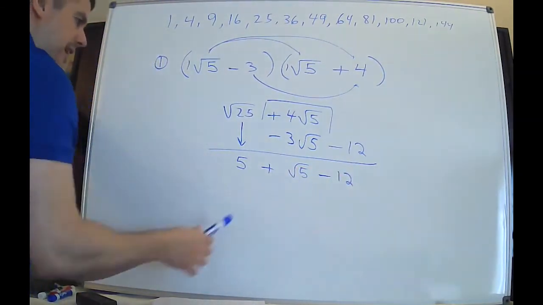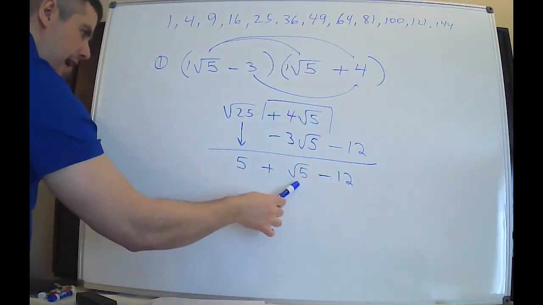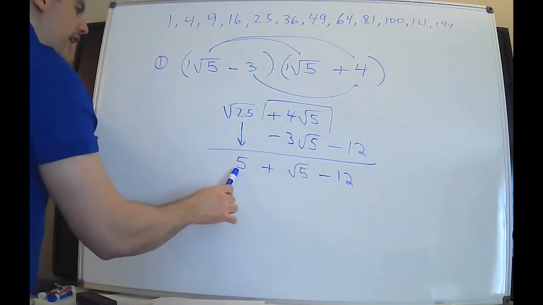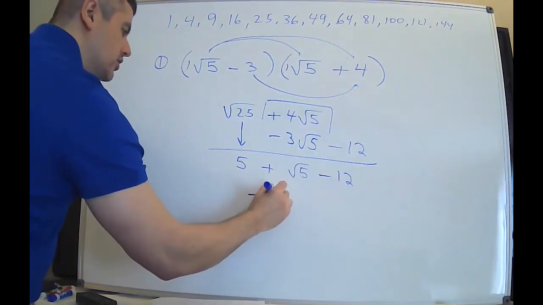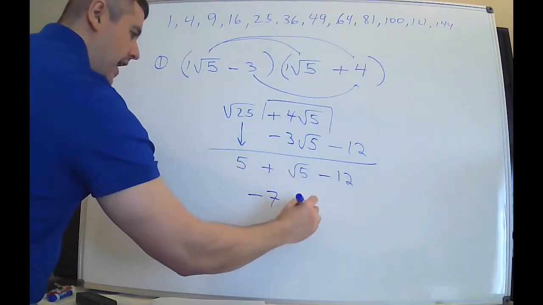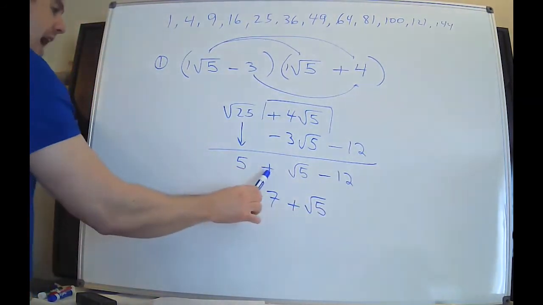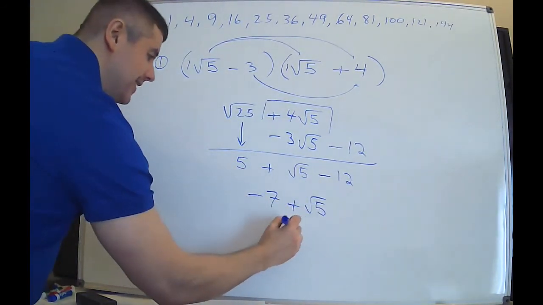Now, what can you put together here? 5 plus radical 5? These aren't the same creature. This is $5, and this is radical 5. You have $5, you lose $12, you lose 7. What about the radical 5? It goes along for the ride. There's nothing you can do with it. It has to stay there. You're adding radical 5. This is not the same thing.